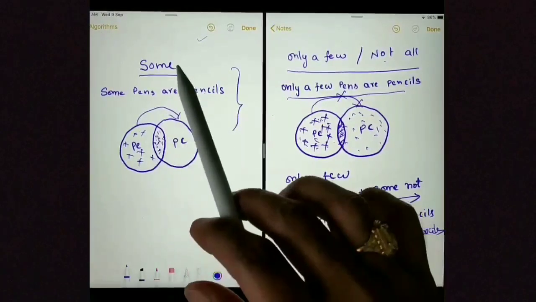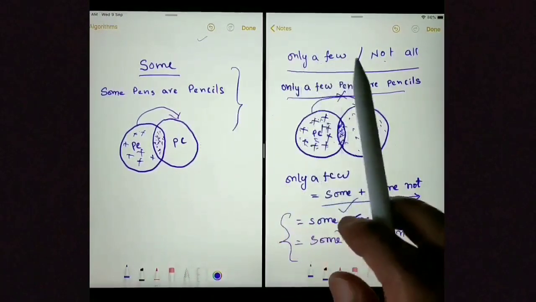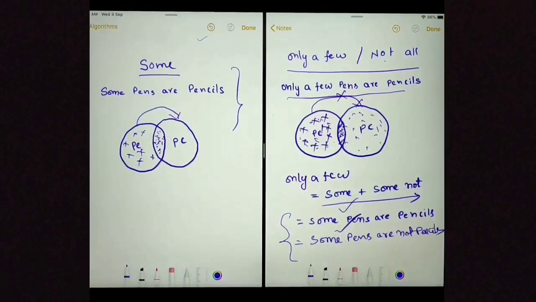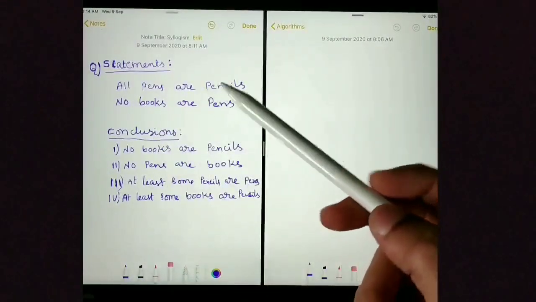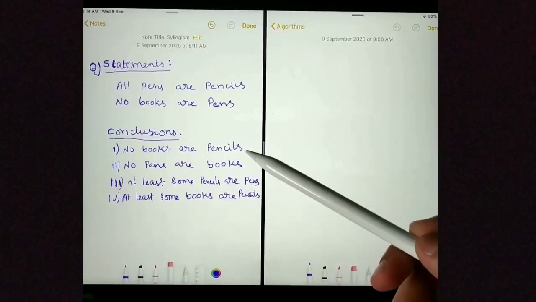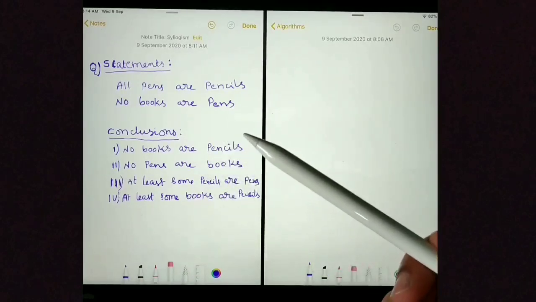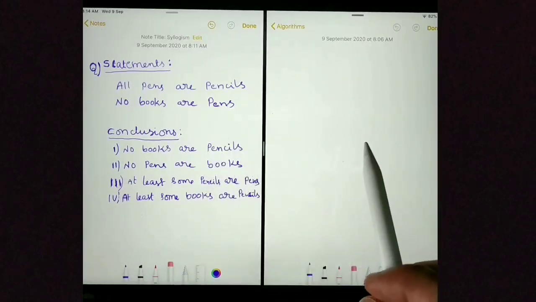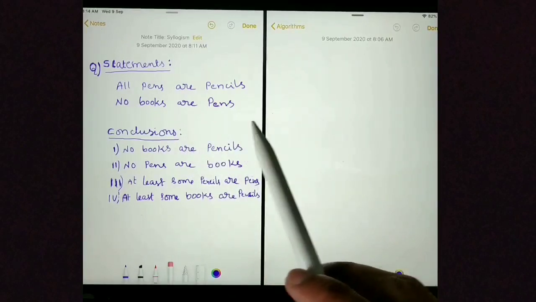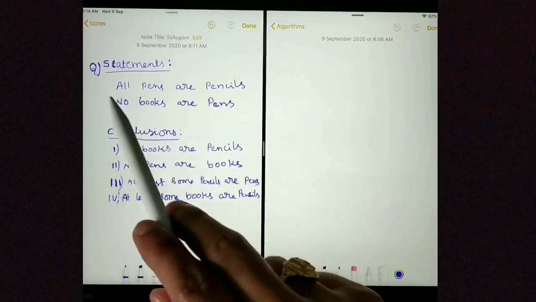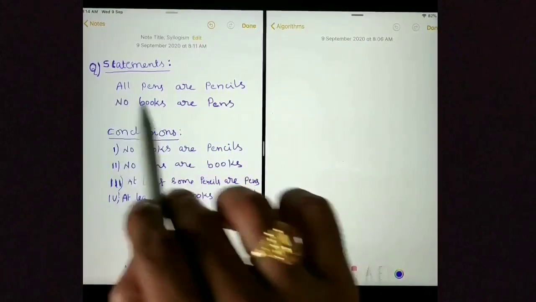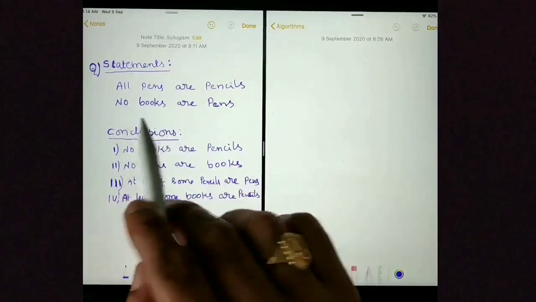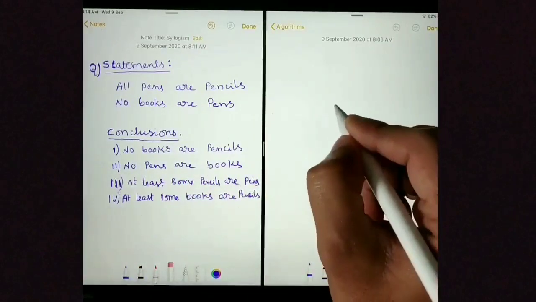We need to understand this difference between some and only few. It will be very useful while solving problems. Let's solve some questions. Here is a question. It has 2 statements and 4 conclusions. Let's draw the Venn diagram. Before drawing the Venn diagram, it is always better to start with the statement which contains all. So I am starting with that statement, that is all pens are pencils.